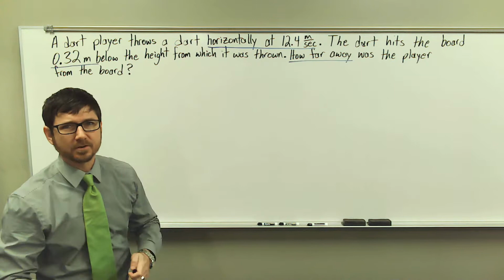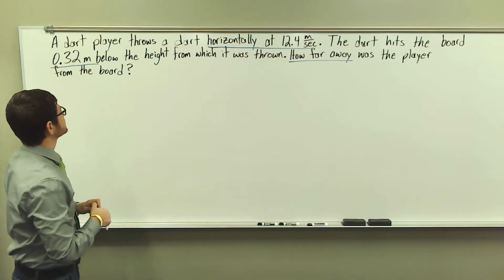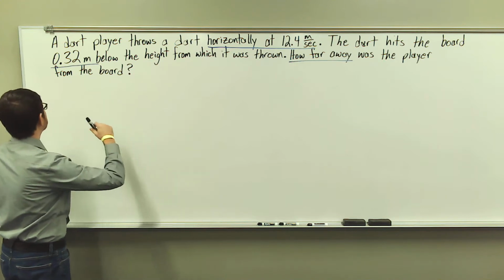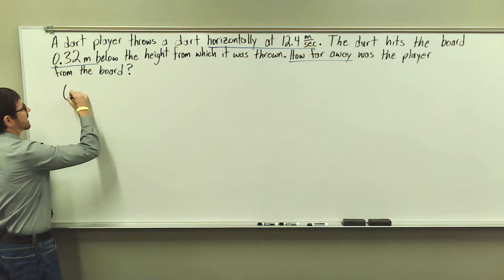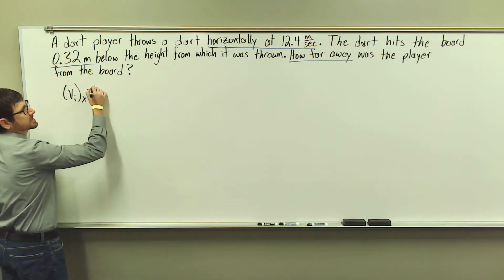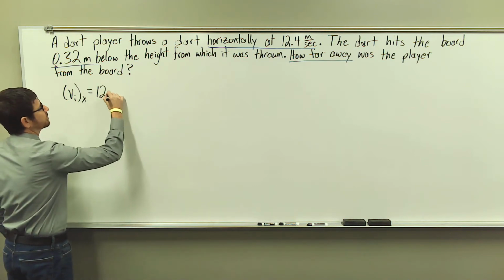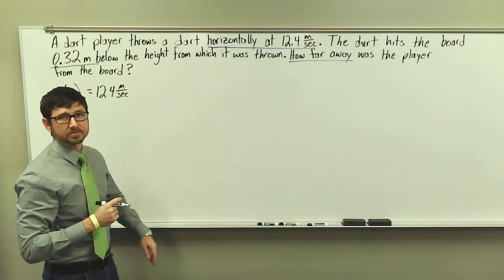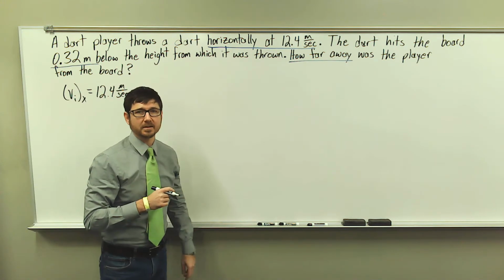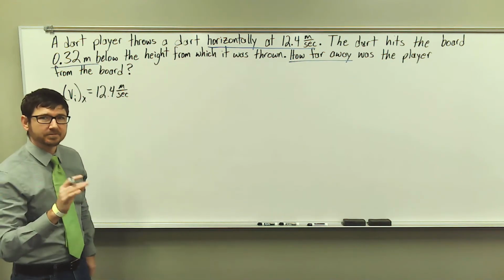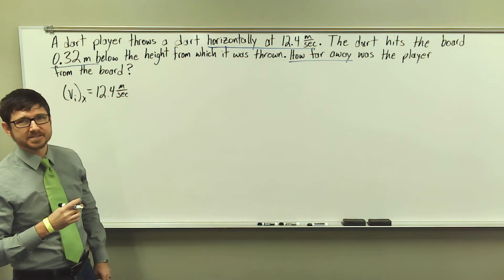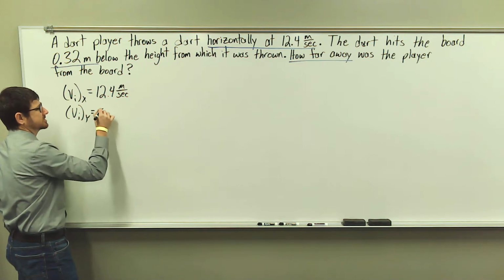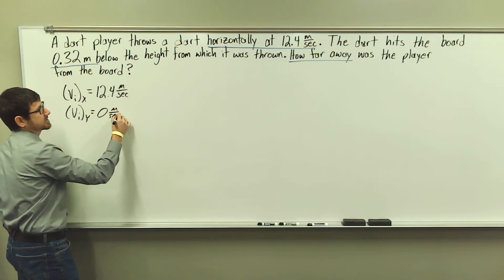Let's generate a column of knowns and unknowns. So our initial velocity in the x direction, identified by v sub i sub x, is equal to 12.4 meters per second. Now the problem tells us that it's thrown horizontally. So initially, the velocity in the y direction is 0. v sub i sub y, 0 meters per second.